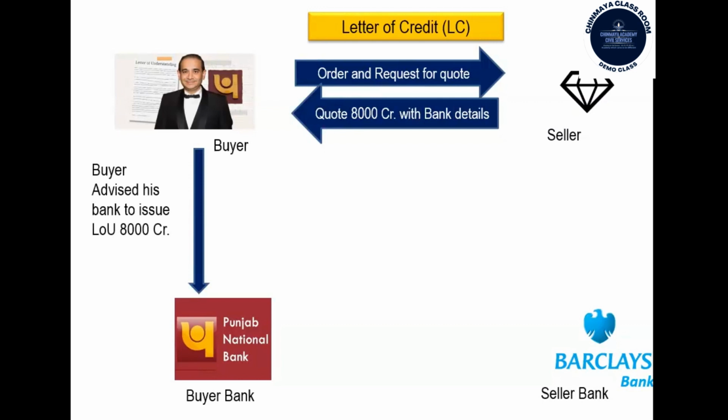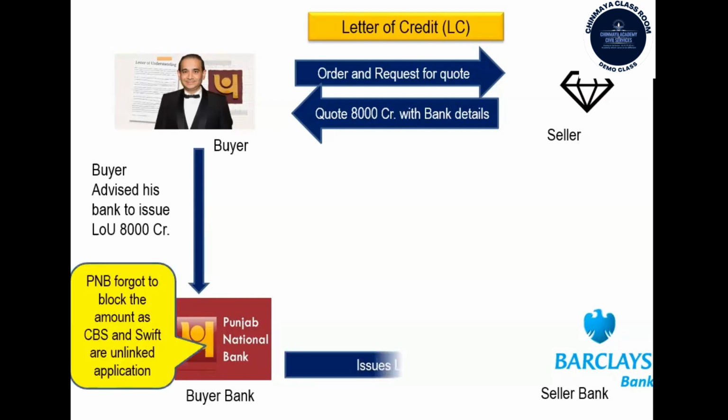So now what should Punjab National Bank do? It should block 8,000 crores and send the LOU, correct? Punjab National Bank sent the LC or LOU, but it forgot to block the 8,000 crores. Why? The same scenario did not happen in Deutsche Bank, because in Deutsche Bank the Swift message and CBS are linked. But in Punjab National Bank, they are not linked. In the computer, you can send Swift, and in another computer, you have to block it in the core banking solution. So this person sent the LOU and went for a tea break and forgot it.